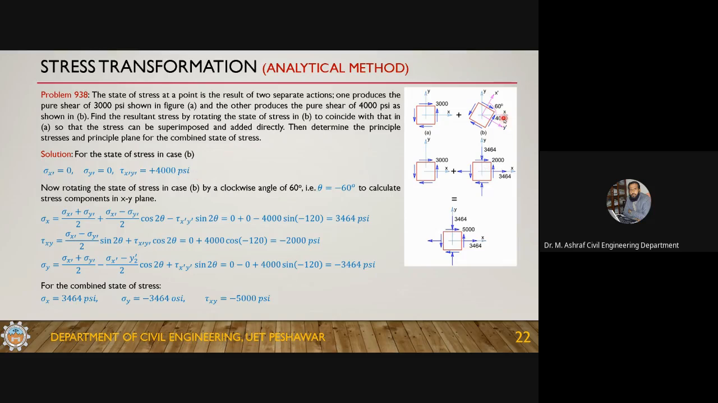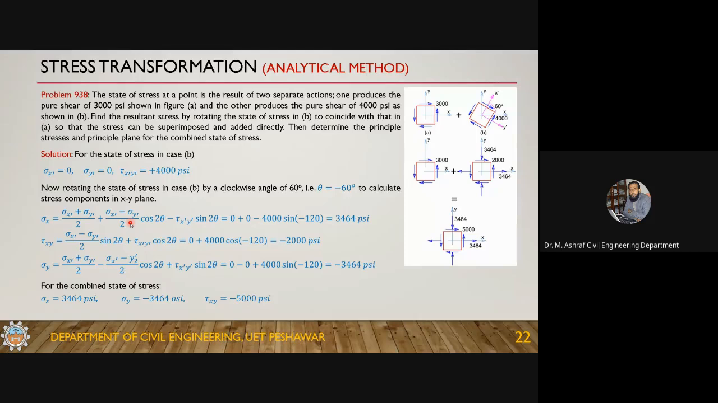Now, what is required? To calculate the stresses in XY. So this is just an opposite kind of problem, a reverse problem, where the XY are unknown and X prime, Y prime are known. So these transformation equations can transform from XY to X prime, Y prime, and vice versa.